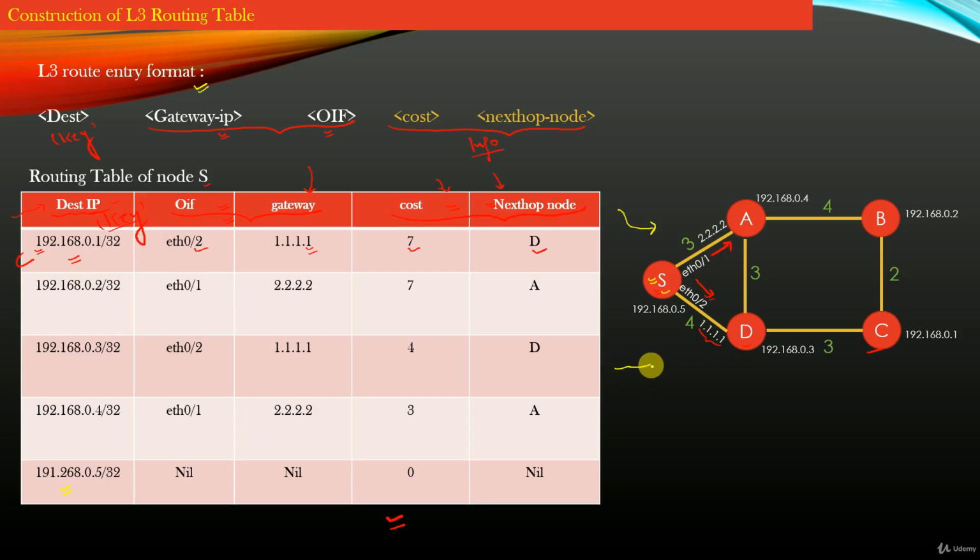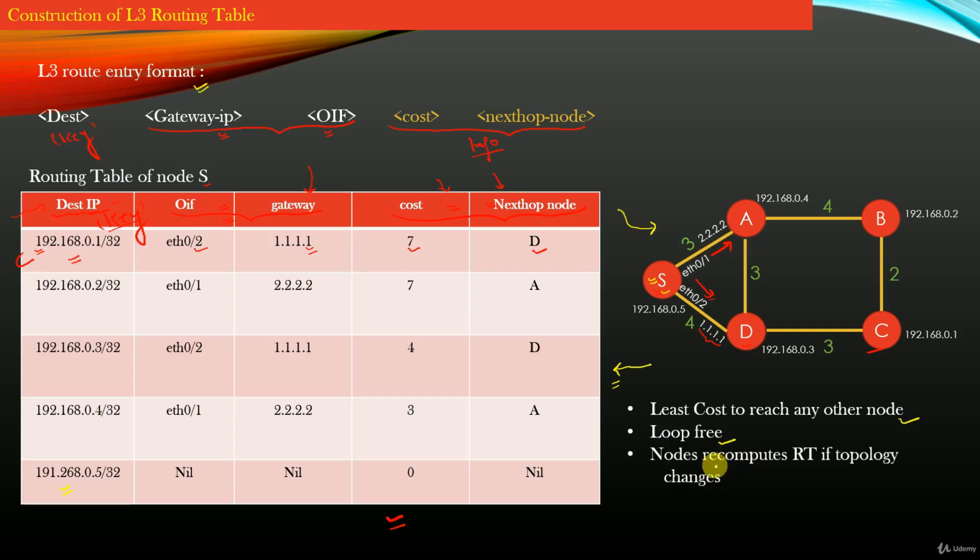So again, reiterating once again, a typical layer 3 device constructs its L3 routing table such that traffic is forwarded to the destined node through a least cost path. The traffic should be forwarded in a loop-free manner, and if there is any change in the topology, then each device in the topology must recompute or update its routing table entries in order to reflect the topological change.